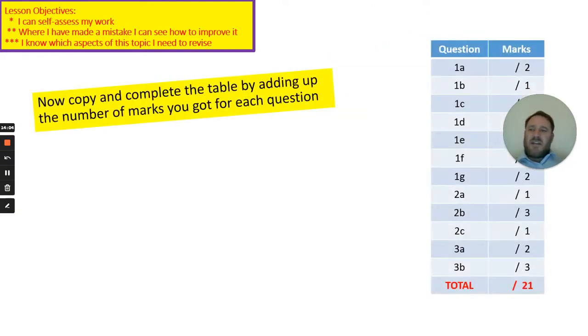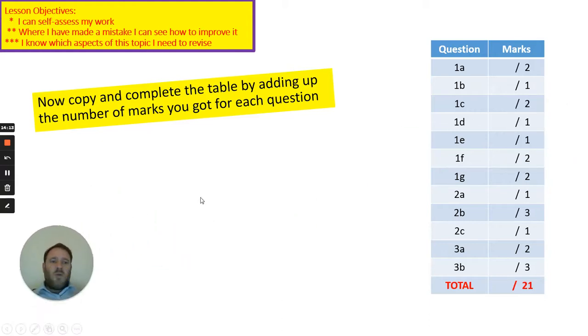Okay, so that has only taken about 15 minutes to go through. For a normal lesson you'd have 50 minutes, so there is something else that I would like you to do for this. What I'd like you to do is copy out the table here. So question 1A, 1B, 1C, all the way down to 3A and 3B. And what I've done, I've copied how many marks each question is worth. And what I'd like you to do is to add up the marks you've got of each section and write it in, and then tally it at the end out of 21.